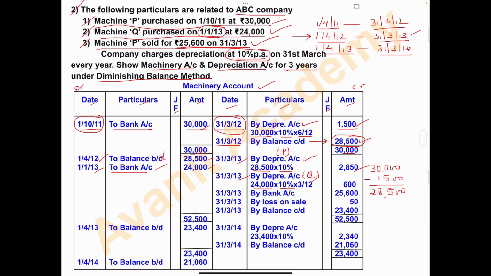Because this machine Q is purchased on which date? 1st January 2013. So from 1st January 2013 to 31st March 2013, we have to count how many months. January, February, March, so total 3 months. So here take 3 divided by 12. 24,000 is the value of machinery, rate of depreciation is 10% and the period is 3 divided by 12. So the depreciation amount on machinery Q is rupees 600.